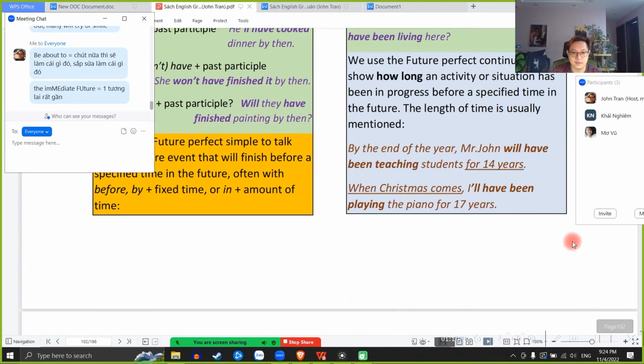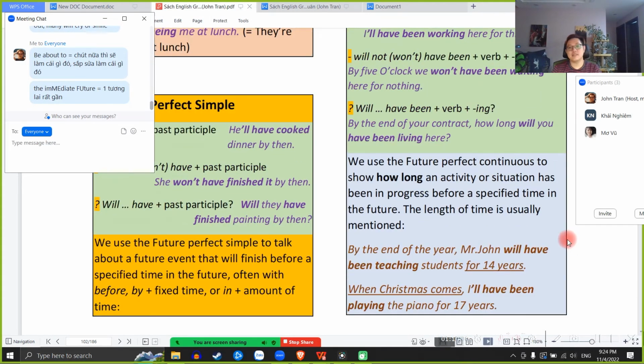Let me check this one. Okay. Just finish this one. Before a specified time in the future, the length of time. The length of time is usually mentioned. By the end of the year, Miss Jones will have been teaching students for 14 years.